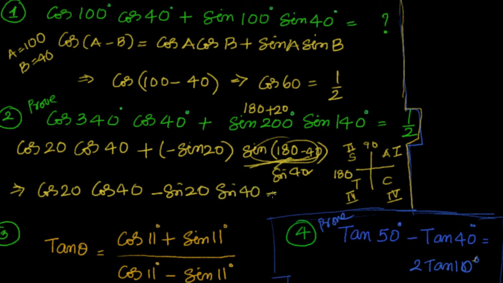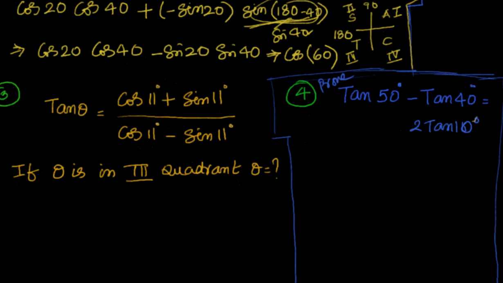Now what is this formula? Cos A cos B minus sin A sin B. What is the formula for that? It is nothing but cos of A plus B. What is A here? 20 and B equal to 40. That is nothing but cos 60. Cos 60 is nothing but 1 by 2. Okay, let's move on.